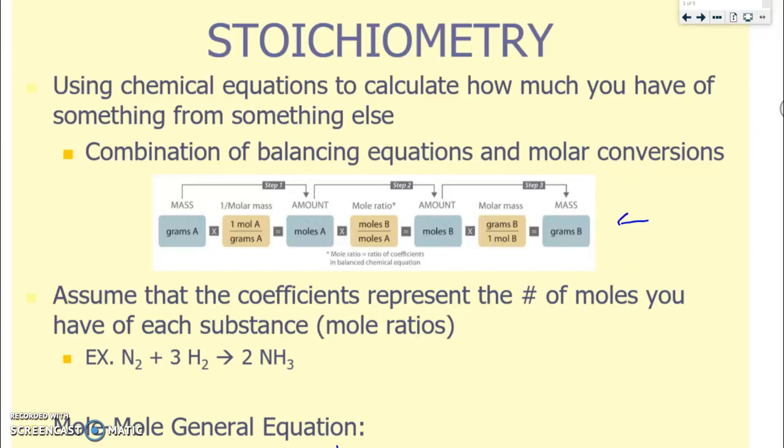This here is a visual that really seems a lot more confusing, I think, than it ends up being once we go through some practice problems. So the first thing that's really important in stoichiometry is that we're going to assume that the coefficients within a balanced equation always represent the number of moles you have of each substance. These are often called mole ratios or sometimes mole bridges.